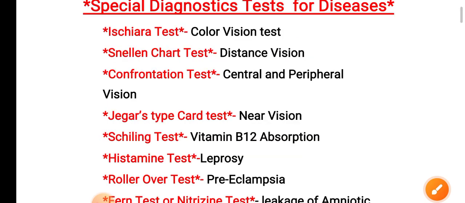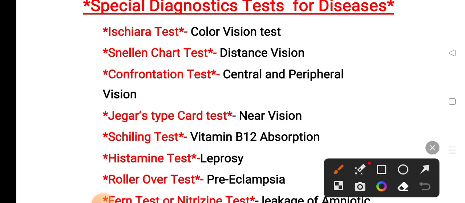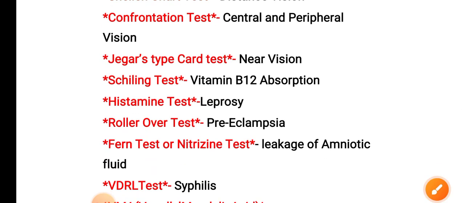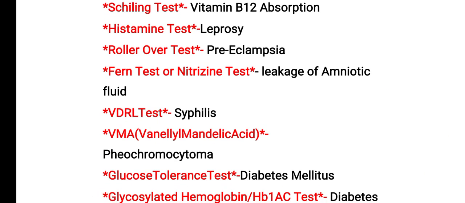Schilling test is done for vitamin B12 absorption. Histamine test is done for leprosy. Rollover test is done for preeclampsia. Ferning test or nitrazine test is for leakage of amniotic fluid. VDRL test is for syphilis.